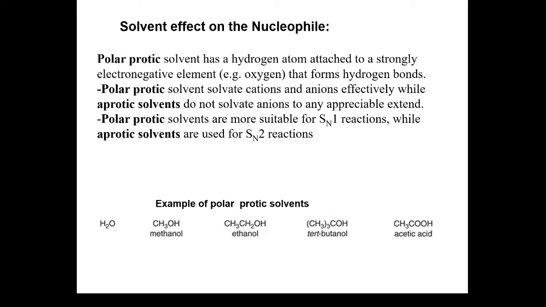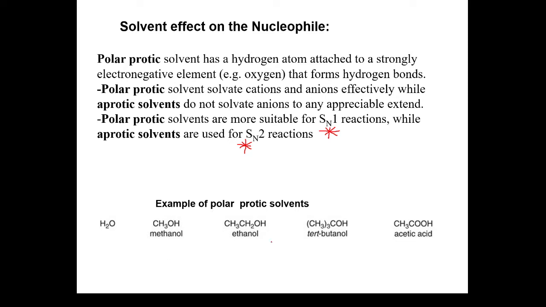Polar protic solvents are great for dissolving cations and anions, which would get our nucleophile into the reaction. Aprotic solvents don't have the ability to make hydrogen bonds, so they don't do too well with anions. Our polar protic solvents are more suitable for SN1 reactions, so star that, mark that down. And aprotic solvents, those without hydrogen, are better off for SN2. And we'll talk about the differences.